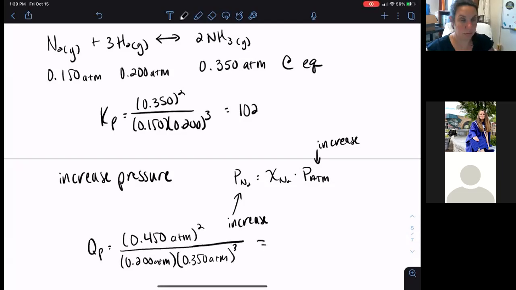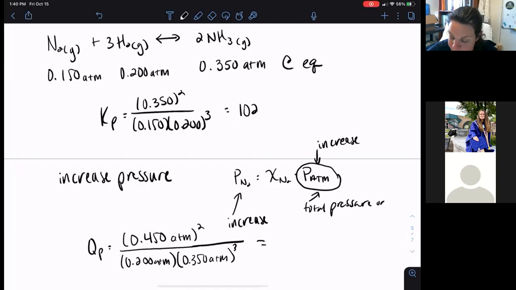Is the PATM also known as the total pressure? This is total pressure or atmospheric pressure. Thank you. No problem.